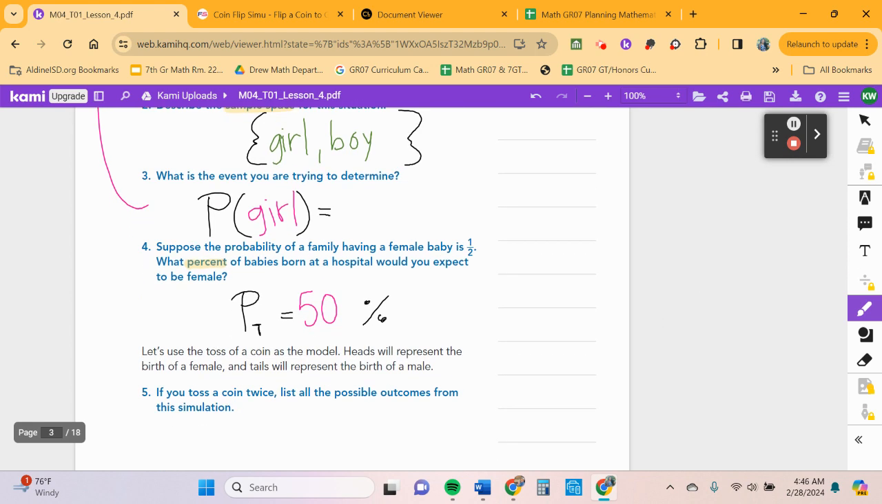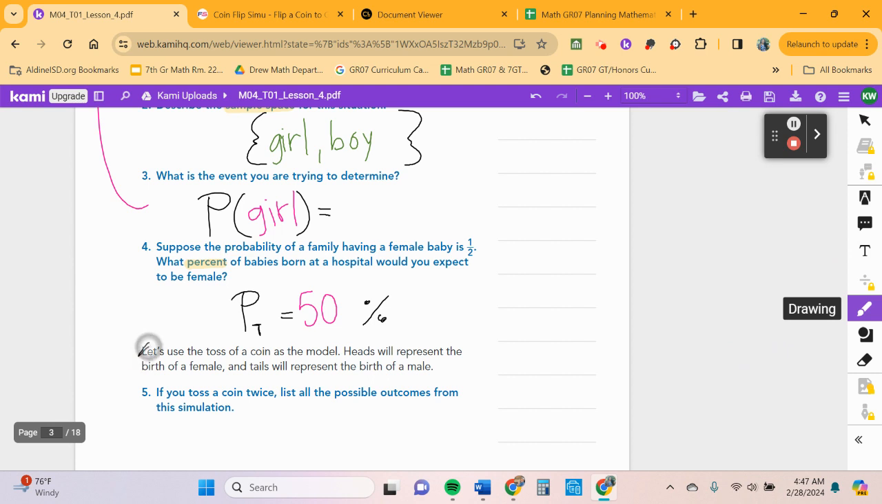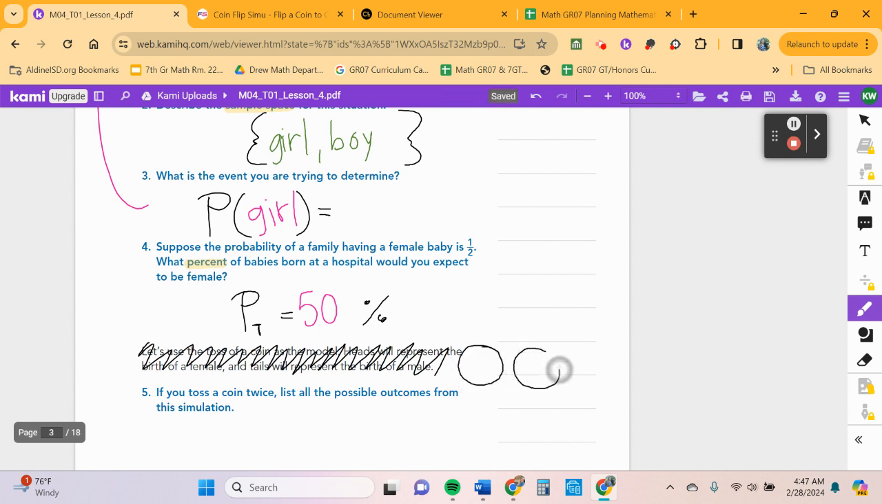So it says, let's use the toss of a coin as a model. Heads will represent the birth of a female, and tails will represent the birth of a male. So now we're about to conduct a simulation, except our simulation is going to be slightly different, being that we are doing this online. We have access to other tools. So what we'll be using is a digital coin that I've actually been able to change to girl and boy, which you will see in a second.